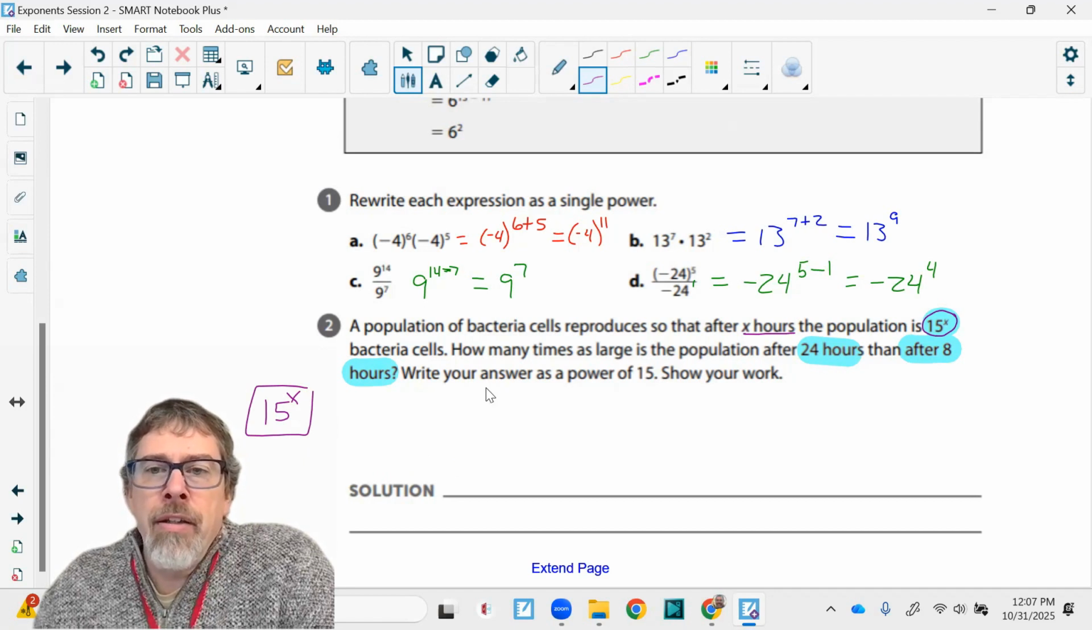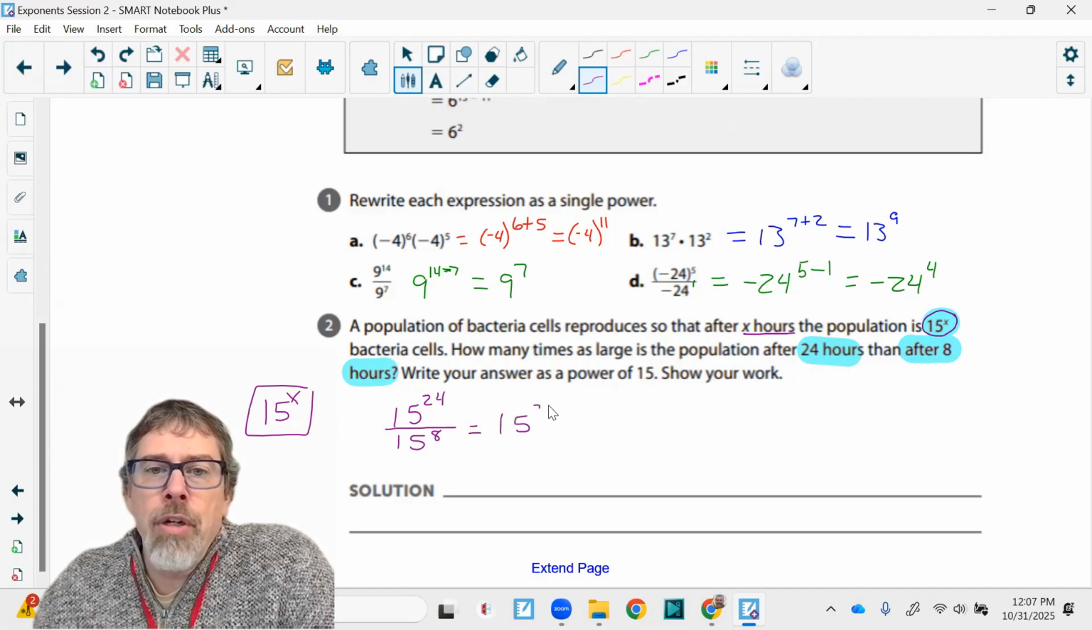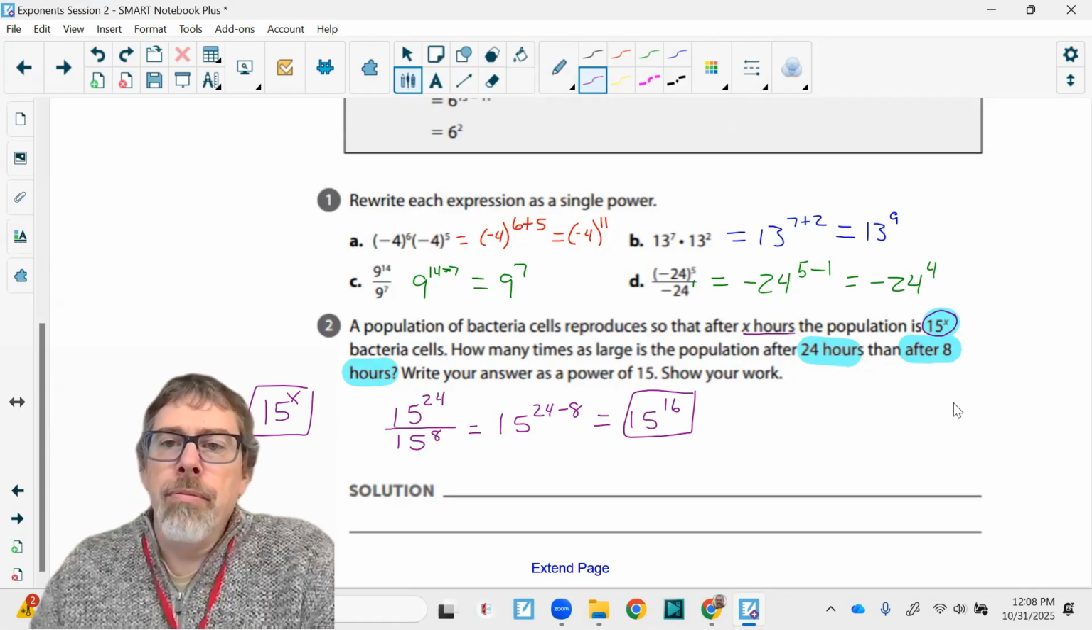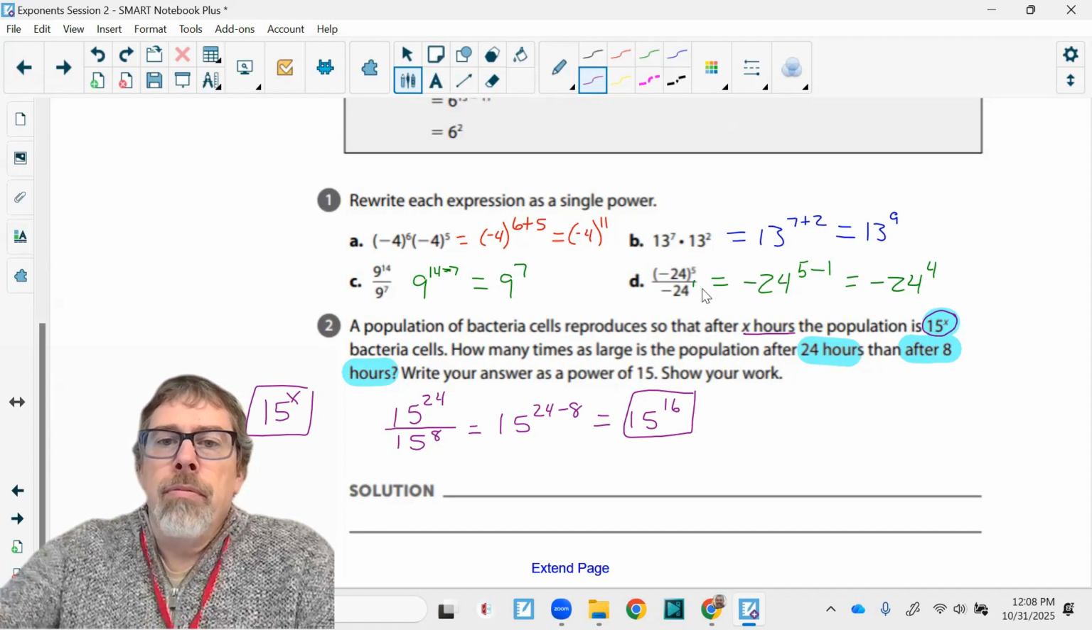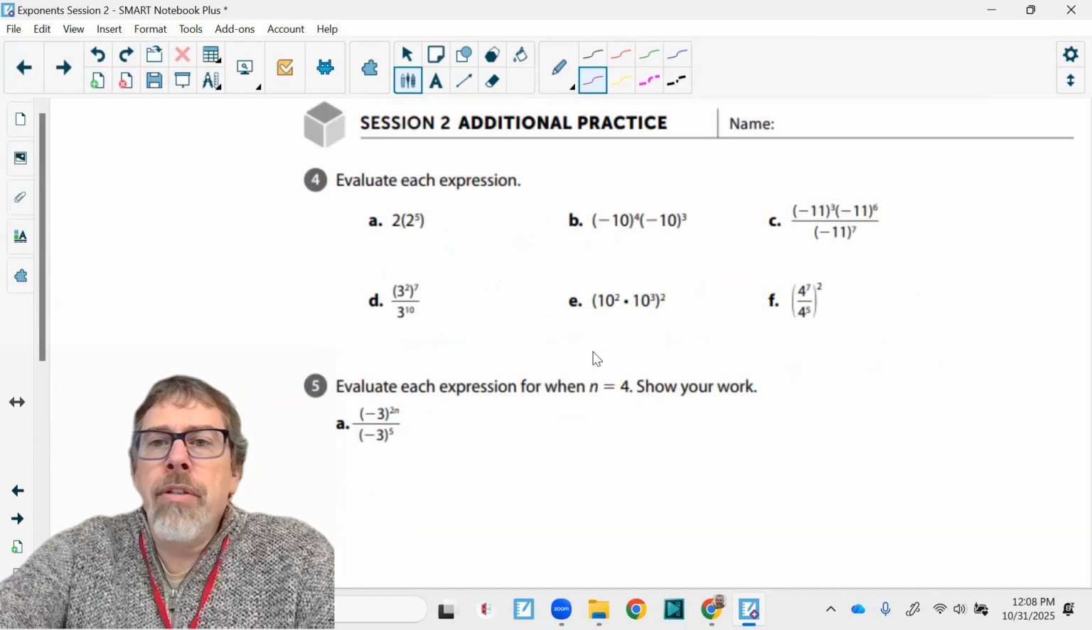So we want to divide the 24th hour by the 8th hour. So it's going to be 15 to the 24th power divided by 15 to the 8th power, which equals 15 to the 24 minus 8, which is 15 to the 16th power. Okay, and that's it. That is the solution. And I believe that brings us to, no, it doesn't. There's still another practice page.